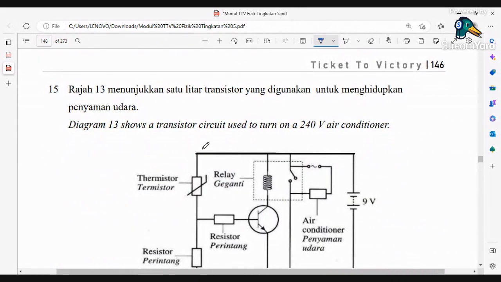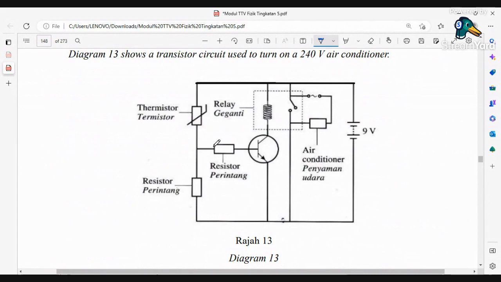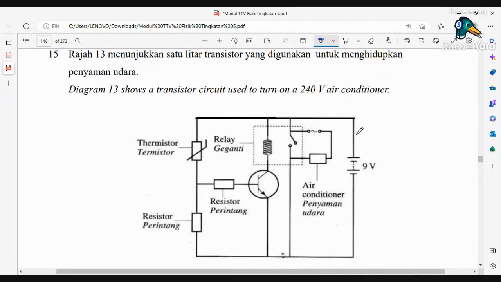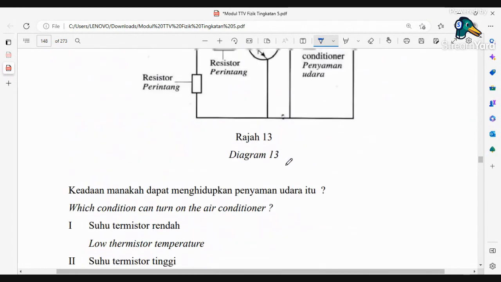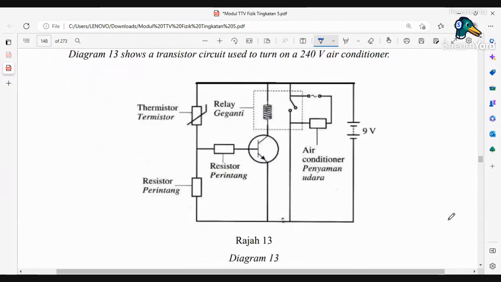Number 15, a transistor circuit used to turn on a 240 volt aircon. Same thing, use of a relay. Which condition can turn on the aircon? Means the transistor must be on in order to turn on the aircon.